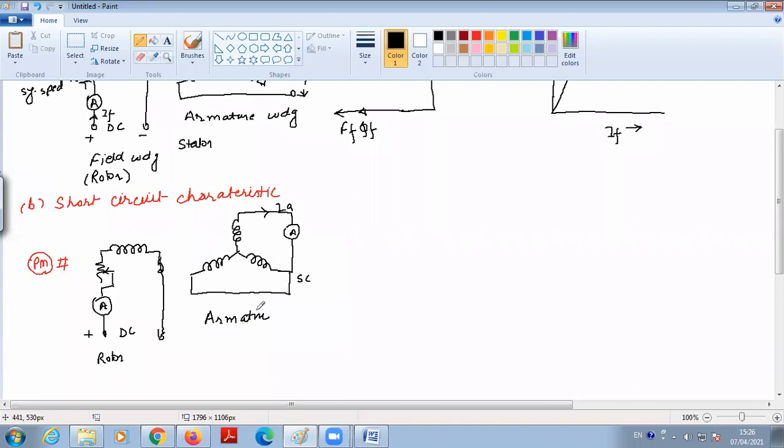This is your armature winding. Now what would be the characteristic? Under such condition, again we will represent the magnetic flux or field flux. It is always on the pole axis. So say this is your pole.